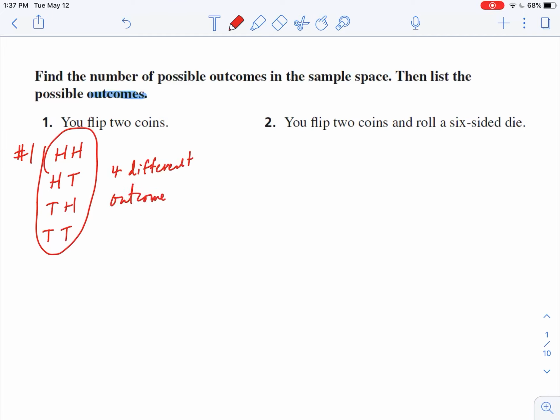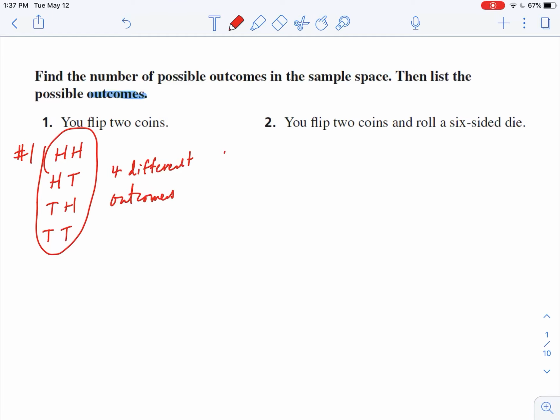And again, I think we could probably figure that out if we thought about the total number of outcomes for the first coin, which is 2, and the total number of outcomes for the second coin, which would be 2, and of course 2 times 2 is 4. But we'll talk a little bit more about how to do that mathematically later.